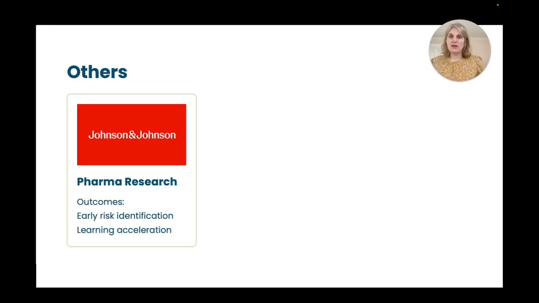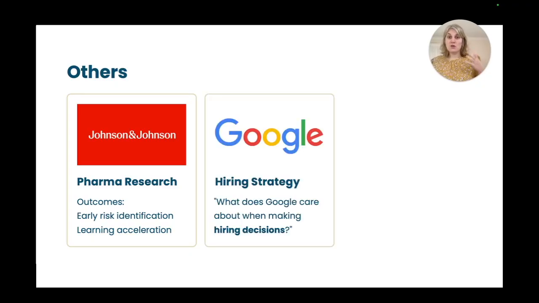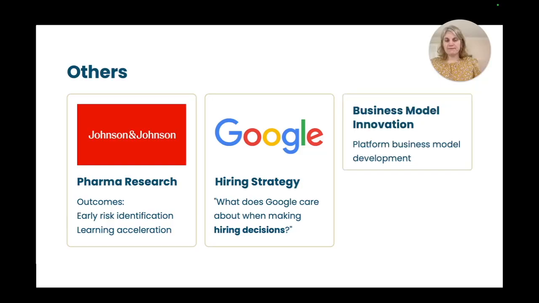Johnson & Johnson has used it in a highly regulated area like pharma research. And the outcomes that they described from running design sprints were that they were able to identify risk much earlier, and they were able to learn in an accelerated manner. Google has used design sprint for many things, and particularly, for instance, to improve recruitment.